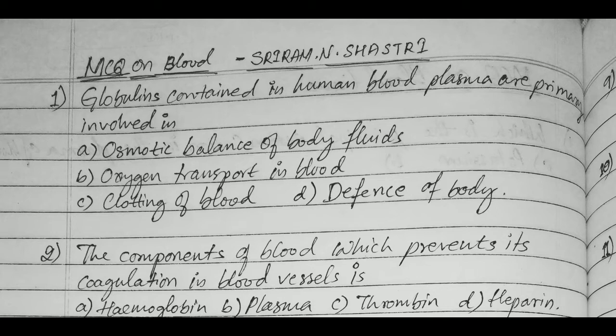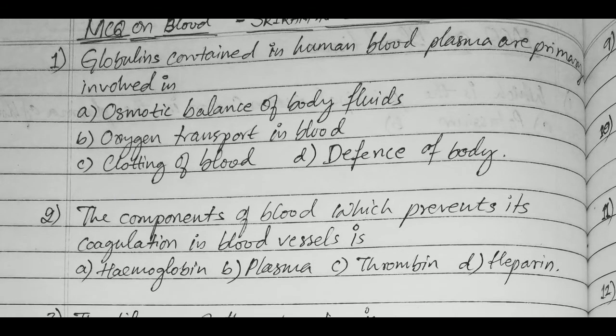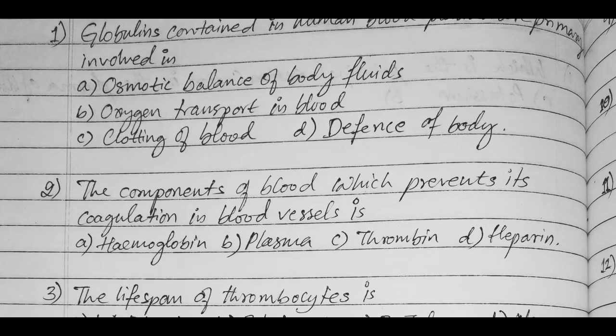You can see globulins are a type of proteins present in plasma. If you remember that directly, you can answer it very correctly. Osmotic balance is maintained by buffering substances, which primarily involve sodium bicarbonate salts present in the plasma, where globulin is not a part of it. B. Oxygen transport in blood is by hemoglobin. Hemoglobin is present inside the RBC. Again, it's not globulin in plasma.